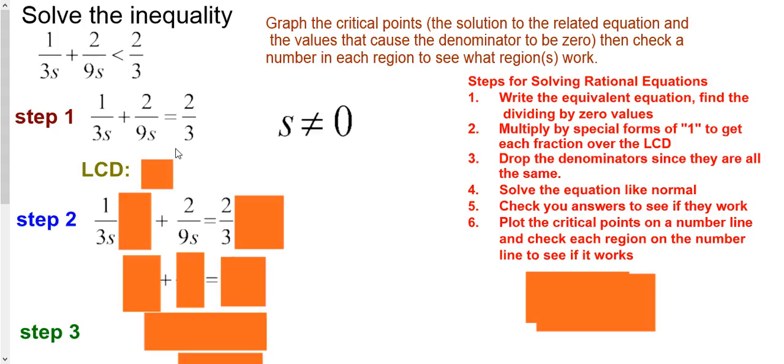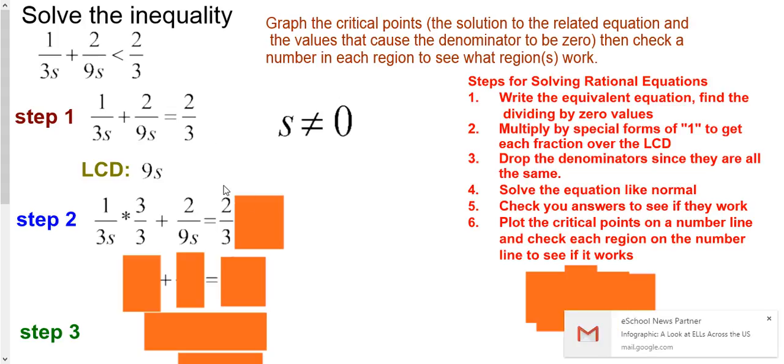Look at my common denominator and solve it just like I was doing with rational equations. And that's a 9s, so I need to multiply each fraction by a special form of 1. This one needs a 3 in the bottom and a 3 in the top. This one already has 9s, my LCD, so I don't need to do anything here. Over here, I need a 3s in the bottom. I need a 3s on the top.